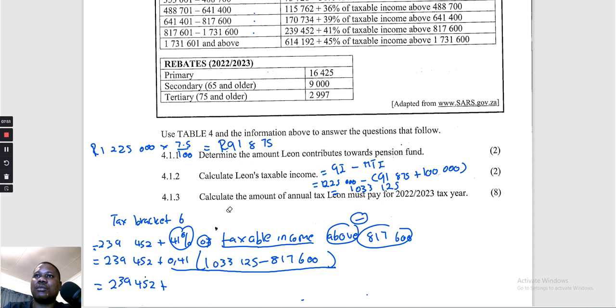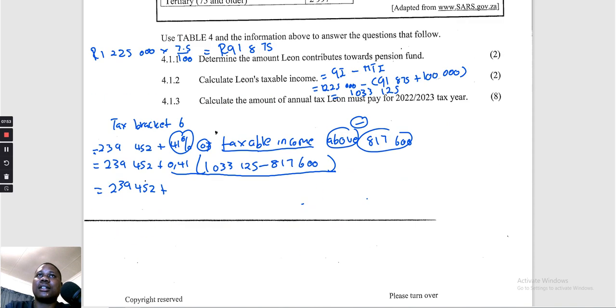Okay, let me try to move up so that I don't step down there. 88,365.25. Then let's see how much it is when we add the 239,452. It gives me 327,817.25. Therefore, now we have seen that, how old is Leon?